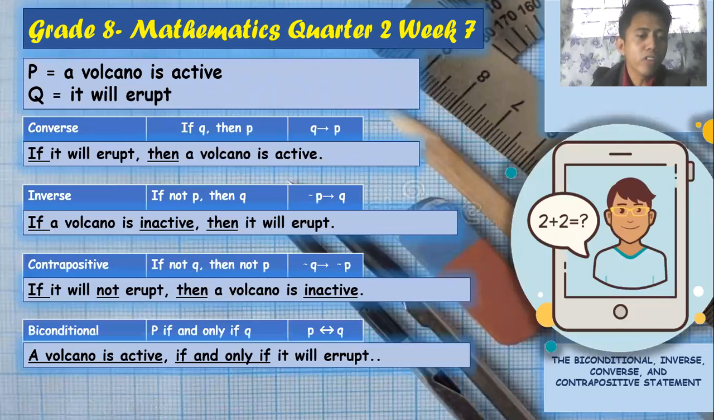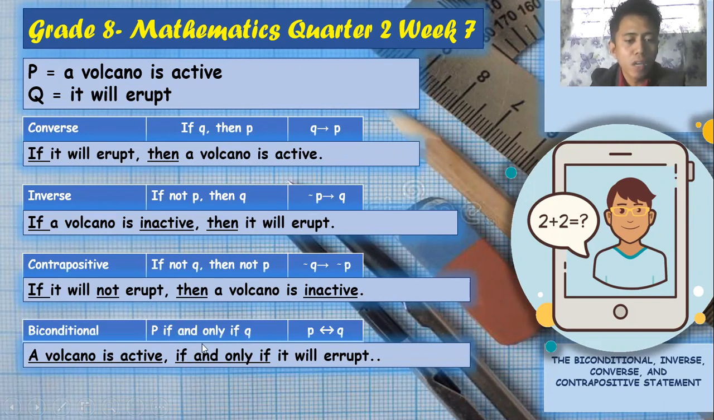Okay, let's proceed with the biconditional. Under biconditional, we have the pattern: P if and only if Q. So what is our P? A volcano is active. So we write a volcano is active here, followed by if and only if.